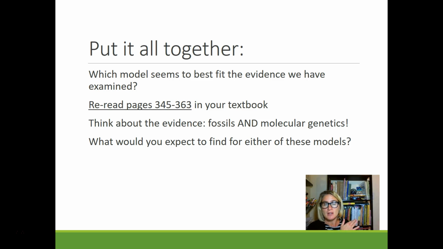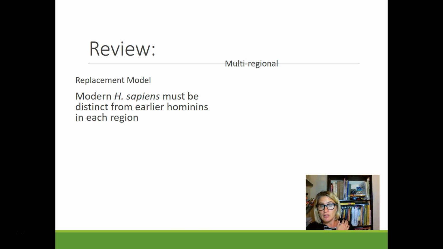So when we put all of this information together, all of the genetic data, our archaeological evidence, and our paleontological evidence, you have to think about which model is best supported by this evidence. Just to review, the replacement model says that modern Homo sapiens are going to be distinct from other hominins in each region. So here we come, our special little flower out of Africa, replacing all those other hominins. So we're going to be different from them.